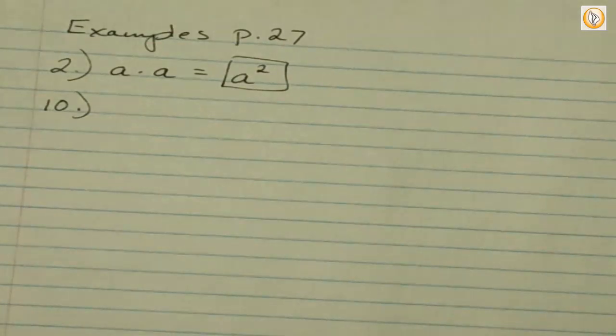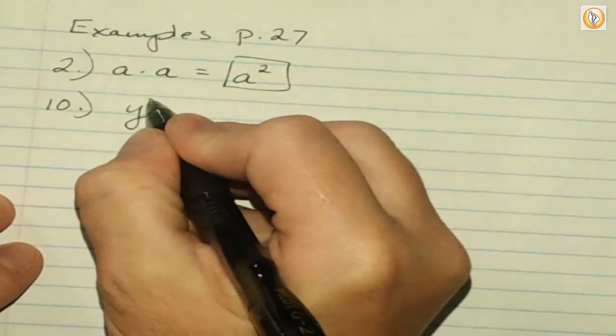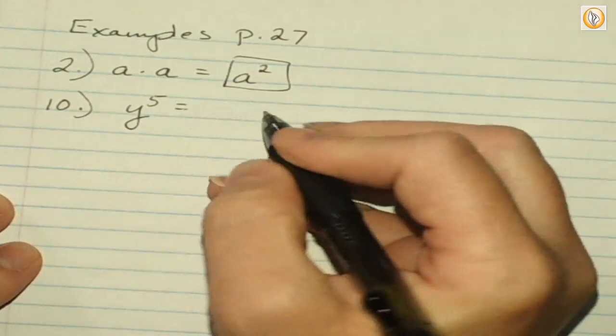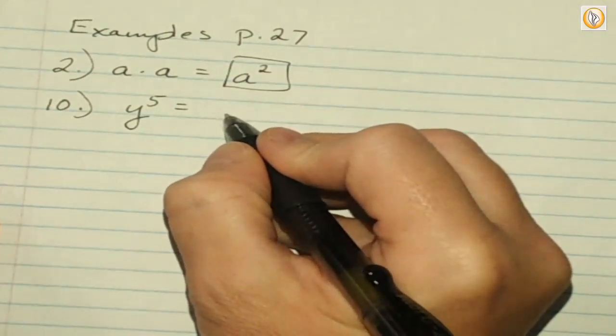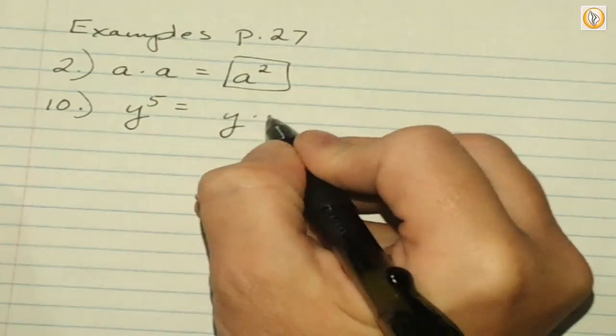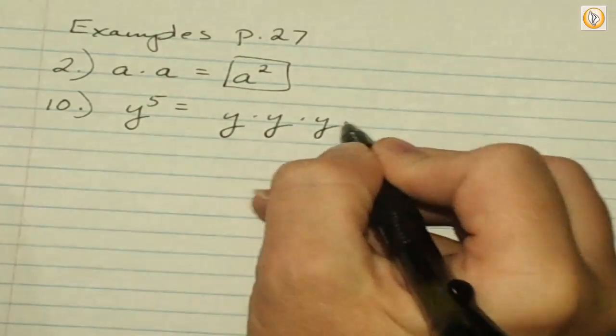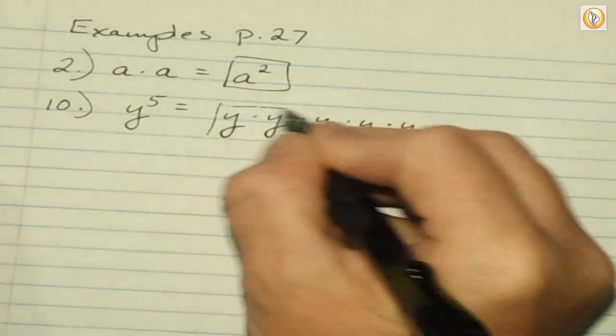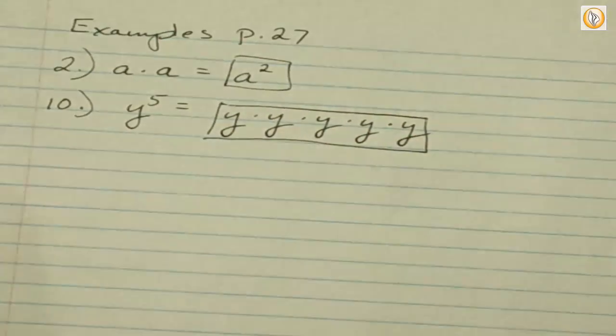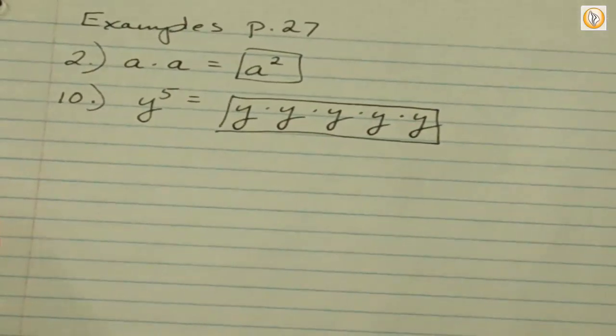Joseph, read the directions. Write in expanded form. Simplify if possible. Okay, simplify if possible. That means work it out if need be. So 10 is y to the 5th power. What would expanded form look like? Joseph. Y times Y times Y times Y times Y. Very good. We can't simplify, it's done.